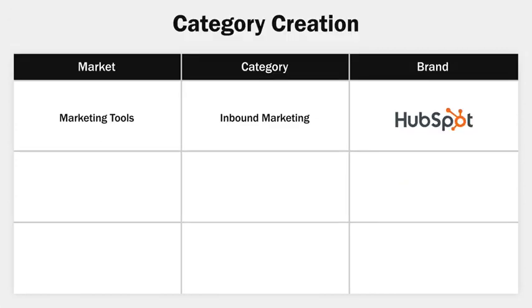For example, in the market of marketing tools, we found HubSpot develop the category and define inbound marketing. They use this as a way to communicate to marketers about how their system and their tools were different than the marketing methodologies that they were taking currently.